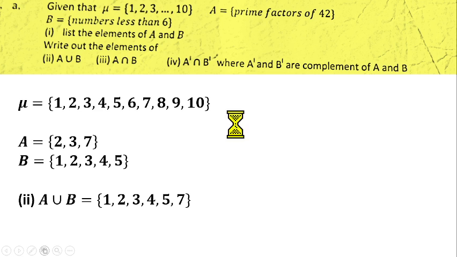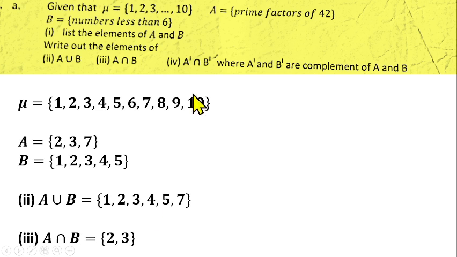So that should be, so 2 is here, 2 is here, 3 is here, 3 is here, and I think that's all. So A intersection B will give us 2, 3.